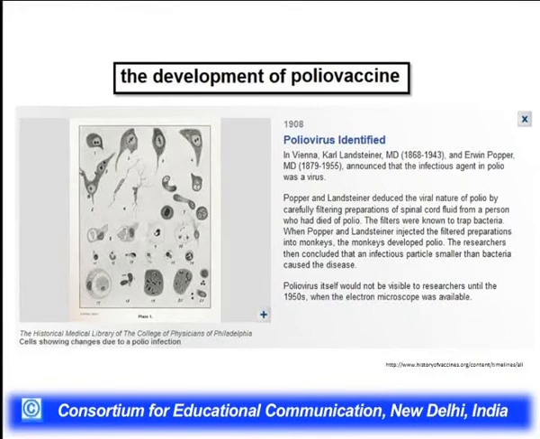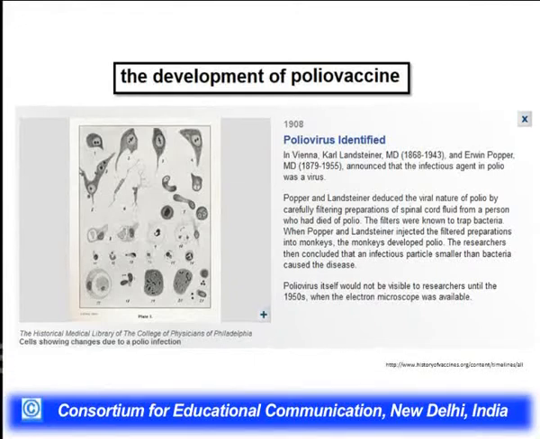Next comes one of the most important discoveries, the development of the polio vaccine. The infectious agent of polio was a virus, first discovered in the year 1908 by the scientists Karl Landsteiner and Erwin Popper. They announced that the infectious agent in polio was a virus. They deduced the viral nature of polio by carefully filtering a spinal cord preparation from a person who had died from polio. The spinal cord fluid was taken up, and under the microscope they found these peculiar tiny viruses.